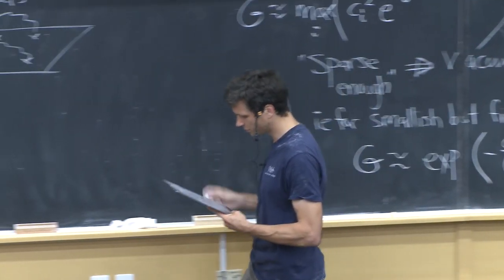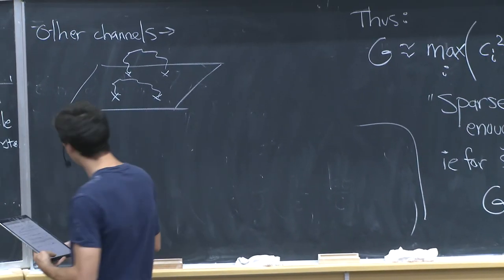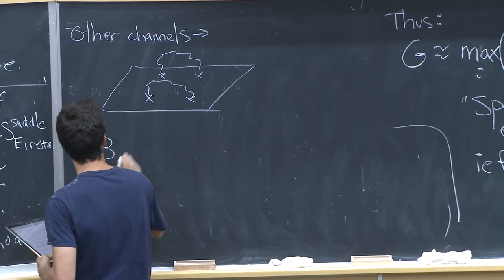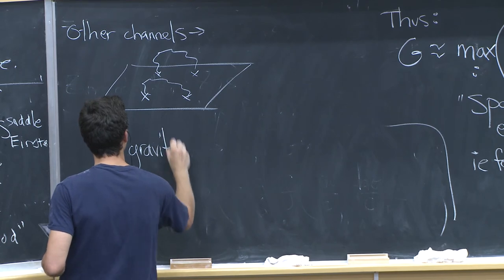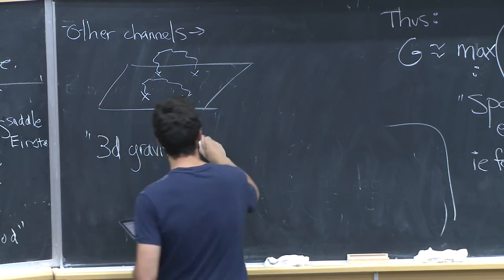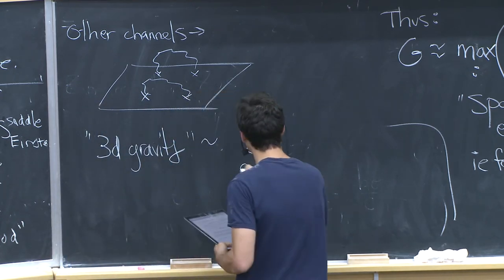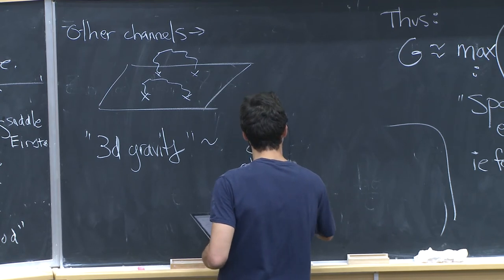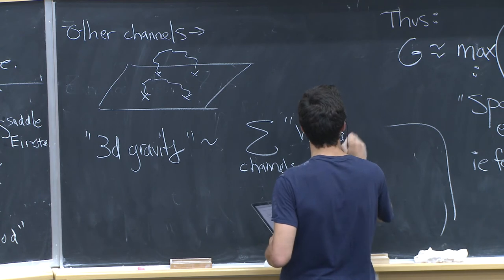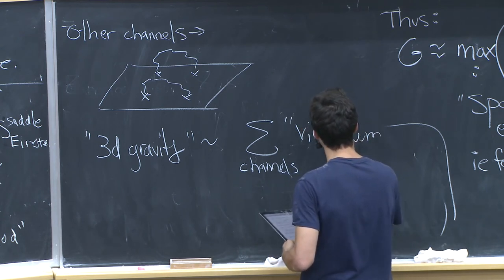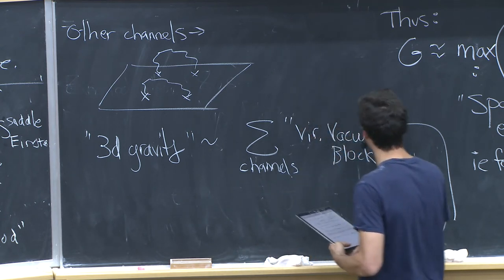So again, we have the same sort of schematic formula we had there, which is that the answer in 3D gravity is like the sum over channels of the Virasoro vacuum block.